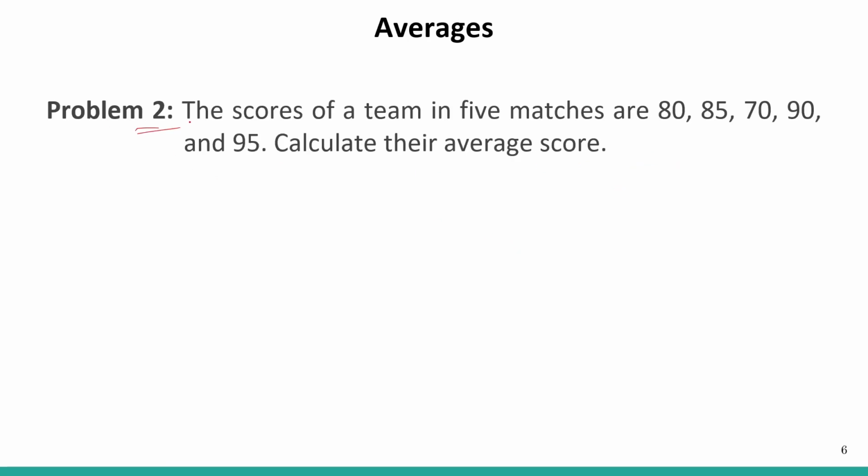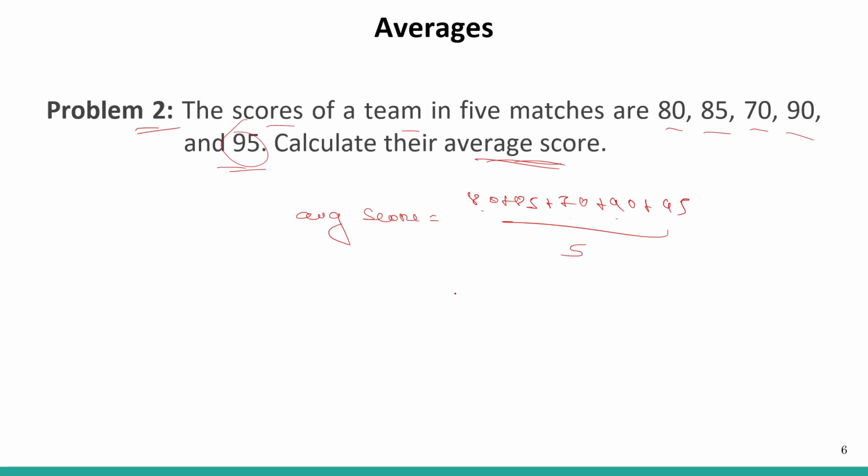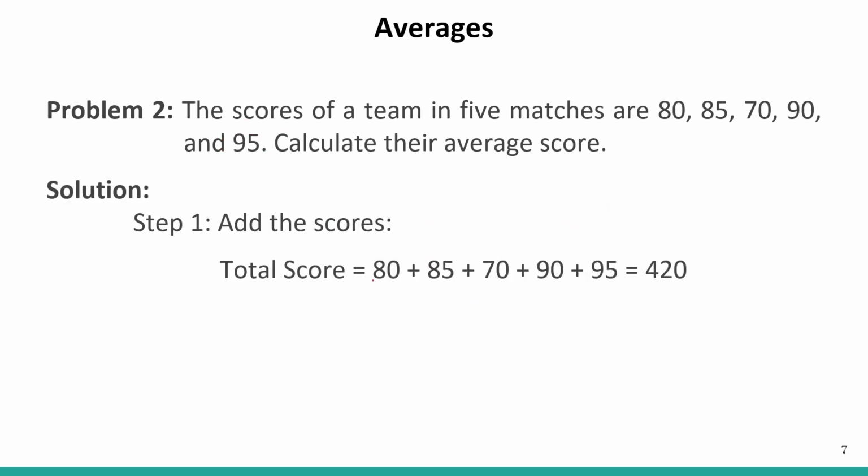So let's see problem number 2, what it brings us. The scores of a team in 5 matches are 80, 85, 70, 90 and 95. Okay, so we want to calculate their average score. So average score is equal to 80 plus 85 plus 70 plus 90 plus 95, whole by the total number of indexes, that is 1, 2, 3, 4, 5. So the total number of indexes is 5.